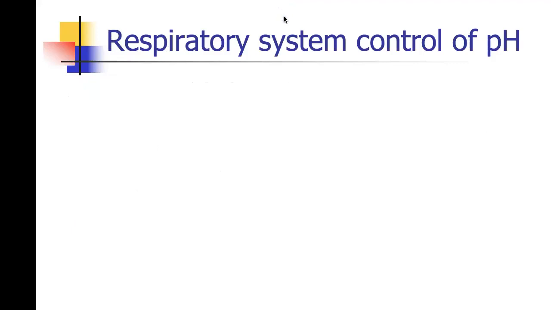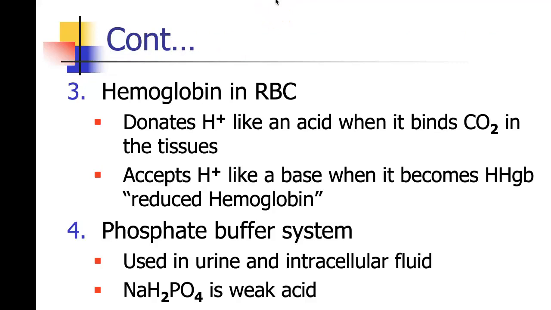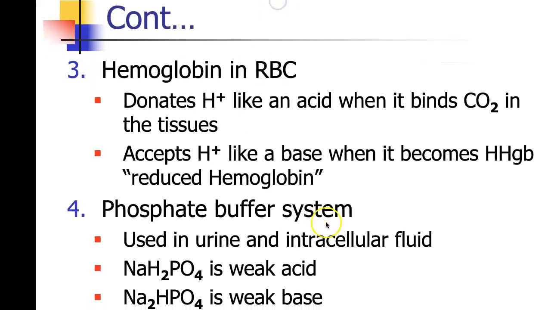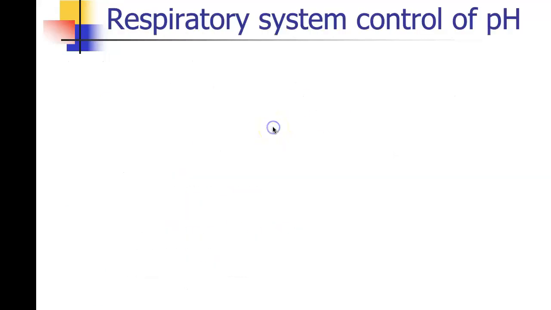And then there's a phosphate buffering system. So that first one to know is going to be the most important, but these are all buffering systems because they have a combination of a weak acid and a weak base. The phosphate buffering system is used in urine and intracellular fluid. And so NaH2PO4 is your weak acid. Na2HPO4 is a weak base. So again, buffering ability then of multiple systems.